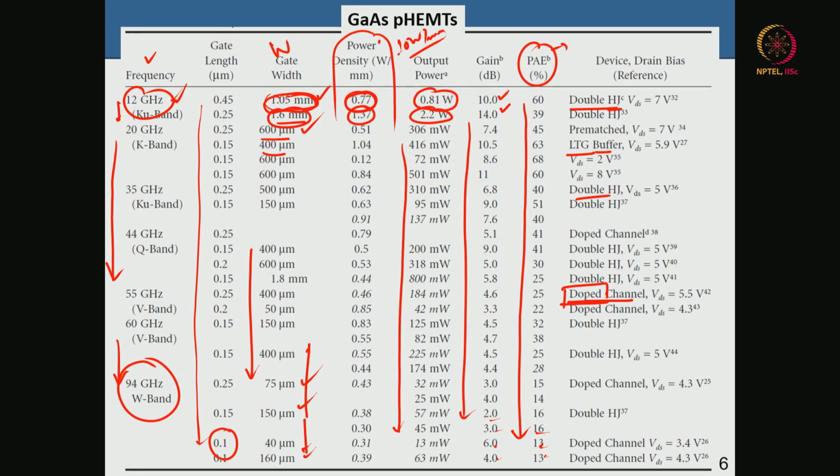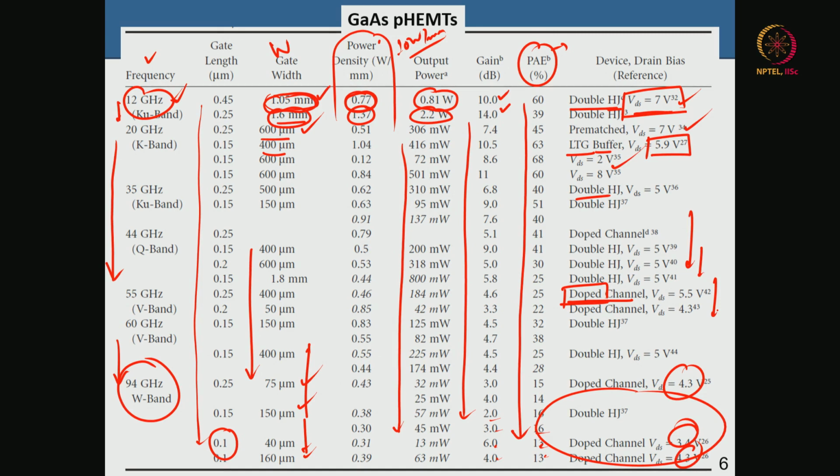Okay. Here people are talking about the drain bias. This is biased at 7 volt DC on the drain, 5.9 volt. With higher frequencies your biasing also will reduce. You see here you have 4 volt, 3.4 volt, 4.3 volt. With lower frequencies you can go to 7 volt, 7.5, 8 volt, 8 volt. Okay. So, this is the drain voltage.